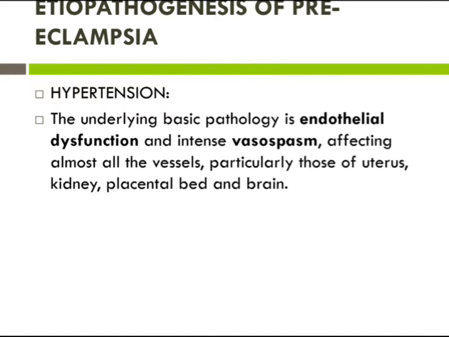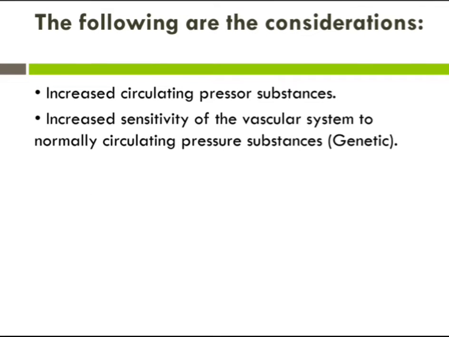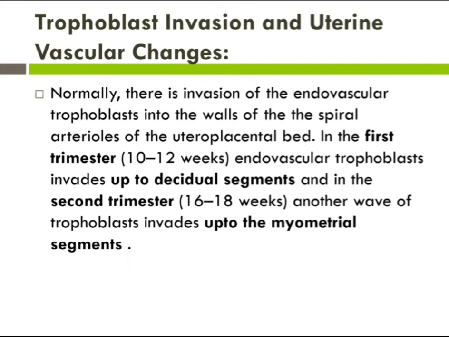Hypertension. The underlying basic pathologies: endothelial dysfunction and intense vasospasm, affecting almost all the vessels, particularly those of the uterus, kidney, placental bed, and brain. The following other considerations: increased circulating pressor substances, increased sensitivity of the vascular system to normally circulating pressor substances, trophoblast invasion and uterine vascular changes.